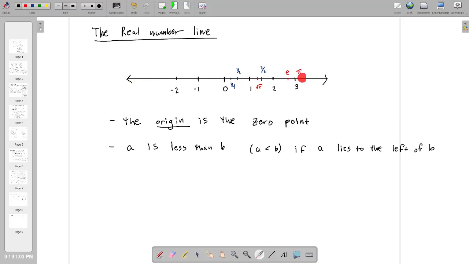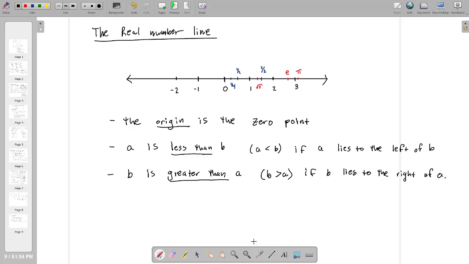So if we're looking at the number line here, we could say that the square root of 2 is less than e. Also say -1 is less than pi. We could say 3 is less than pi because it lies to the left of pi. Similarly, we say that b is greater than a if b lies to the right of a. So just like we said that 3 is less than pi, we can say that pi is greater than 3, or pi is greater than 0, or square root 2 is greater than -2, because it lies to the right.